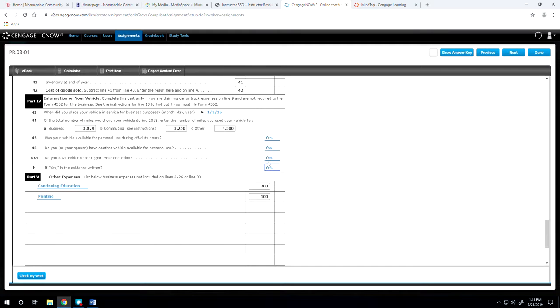So you wouldn't really want to say no here ever, right? Because why would you want to tell the IRS, no, I don't have anything to support this deduction and it's all in my head. It's not written. So, obviously it's yes.